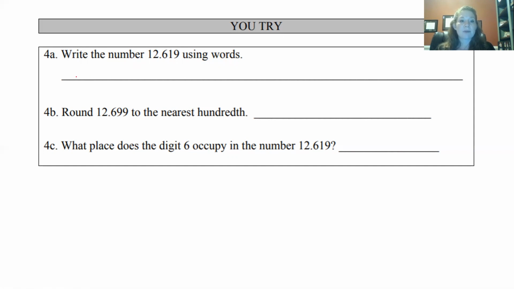4A, write the number using words. So hopefully you guys wrote the number is 12 and 600 19 thousandths, because that 9 is in the thousandths place.